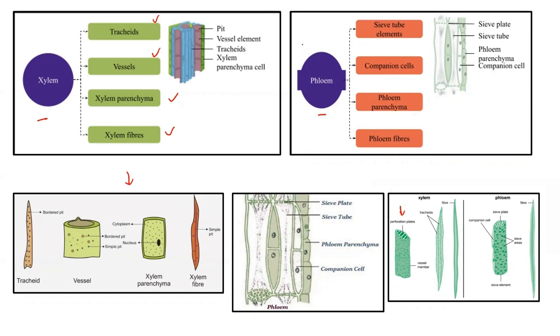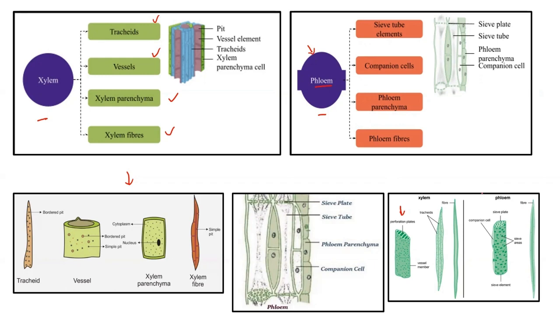Then we move on to the second type of tissue, that is called the vascular tissue, the phloem. In the phloem, the components are sieve tube elements, the sieve cells, the companion cells, and then phloem fibers and phloem parenchyma. So you should have an outline of these components of xylem as well as phloem.